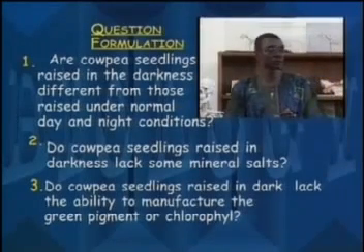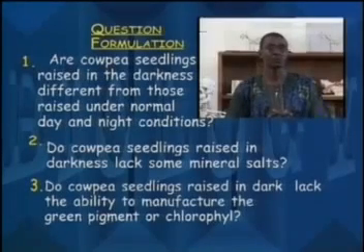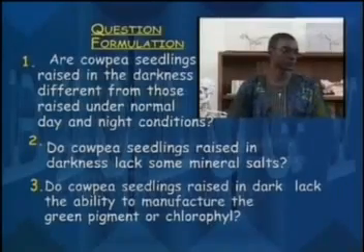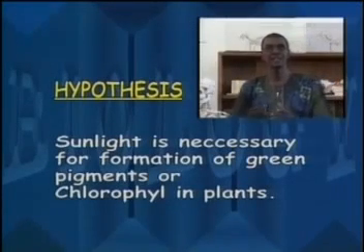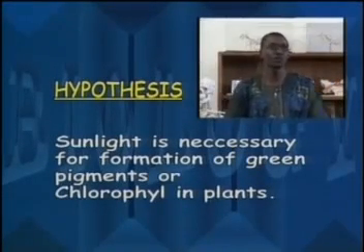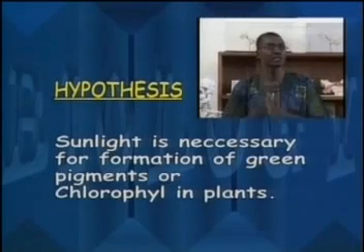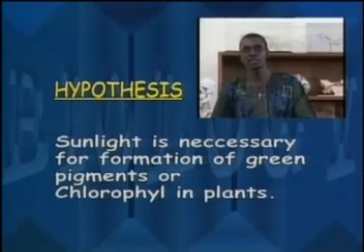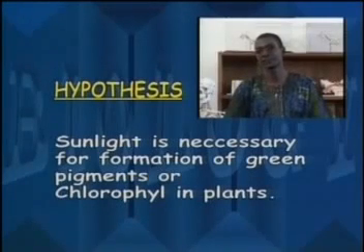Right. So from the question formulation, we go to the hypothesis. We earlier said the hypothesis can be proved or disproved. The hypothesis here can be: sunlight is necessary for formation of green pigment, chlorophyll, in plants. That is our hypothesis. So from the question formulation, we put this hypothesis down, that sunlight is necessary for formation of the green pigments, that is chlorophyll, in plants.